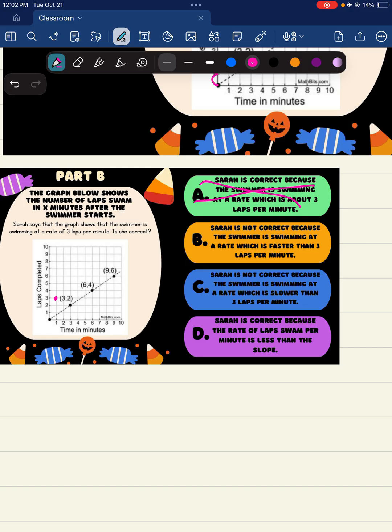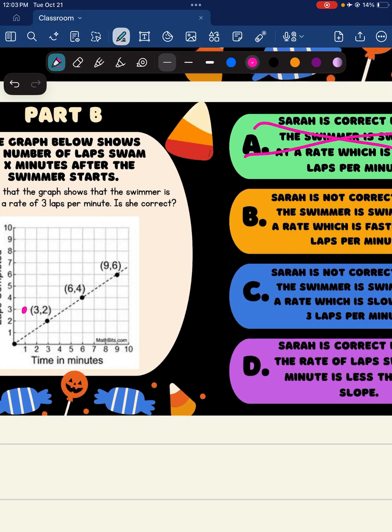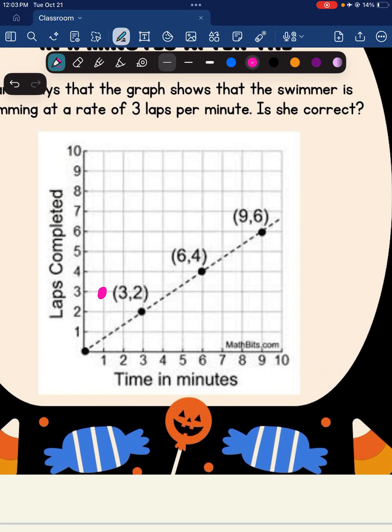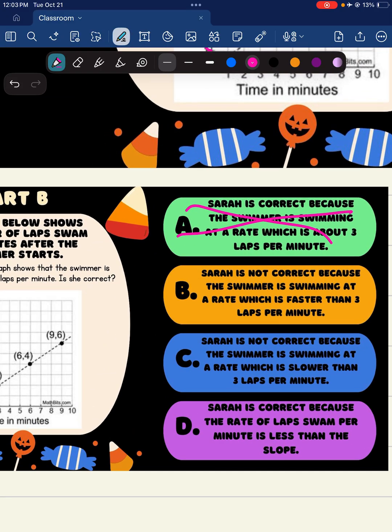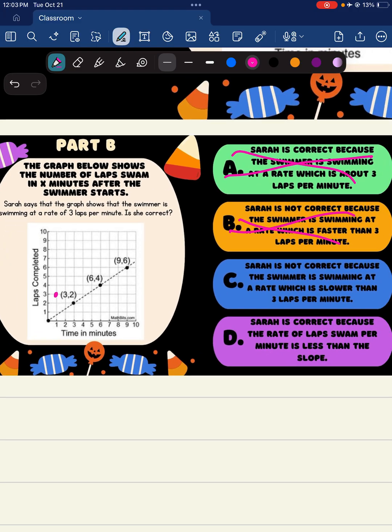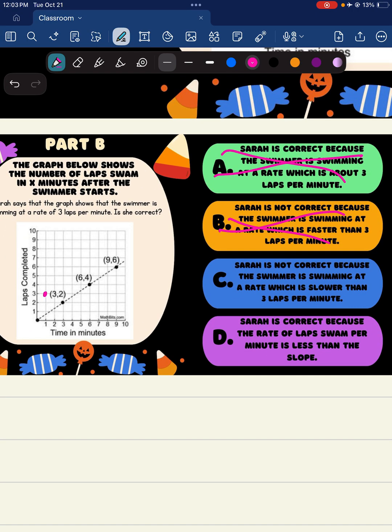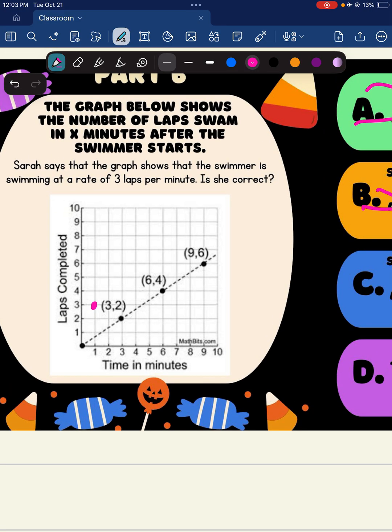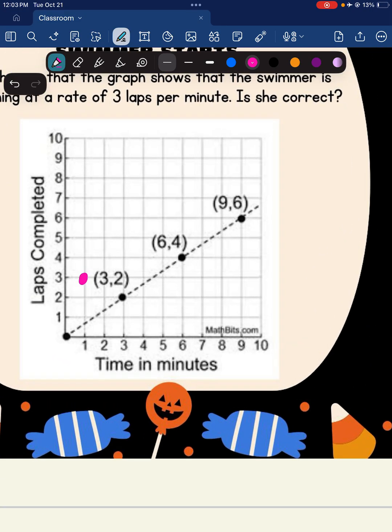Letter B says, Sarah is not correct because the swimmer is swimming at a rate faster than 3 laps per minute. That would be saying that my slope would be even greater than that for 3 laps per minute. Is that true? Nope, that is also wrong. Letter C says Sarah is not correct because the swimmer is swimming at a rate slower than 3 laps per minute. So is my slope less than what it would be for 3 laps per minute, which would look something like that?